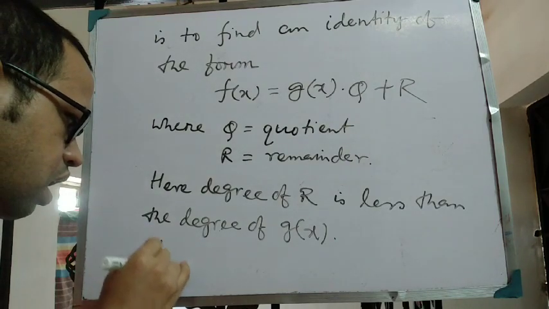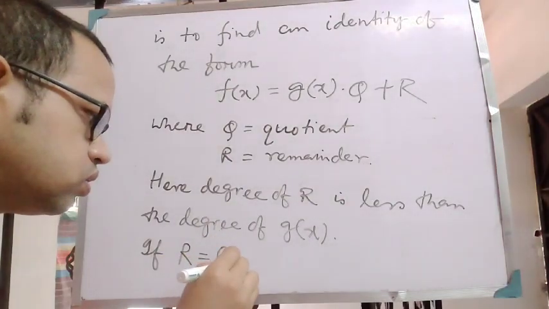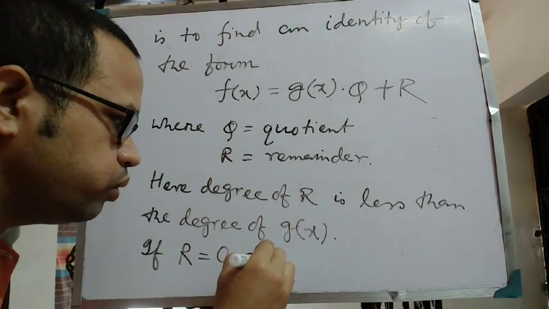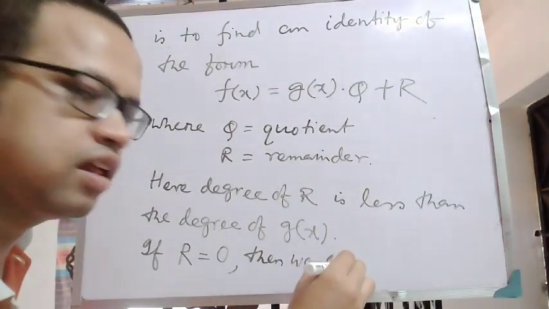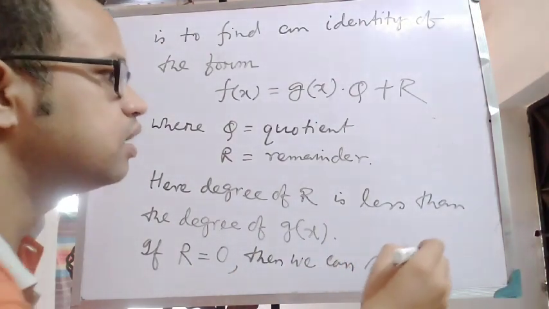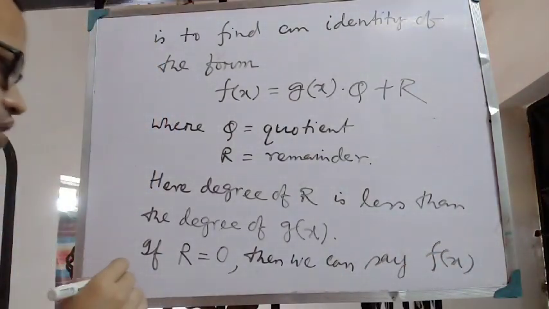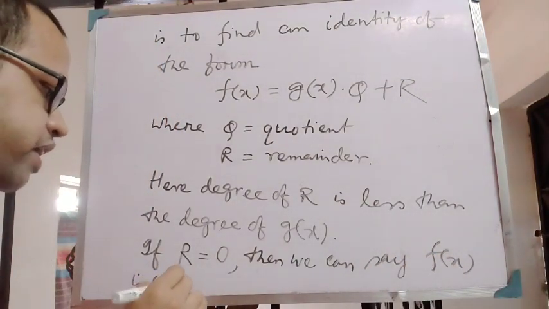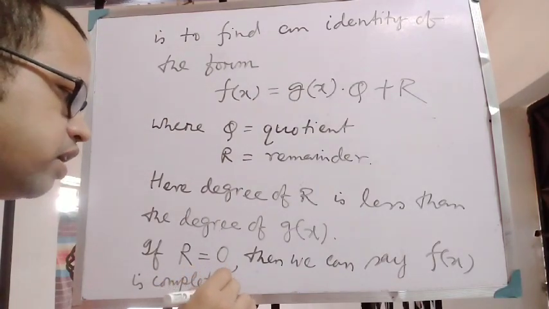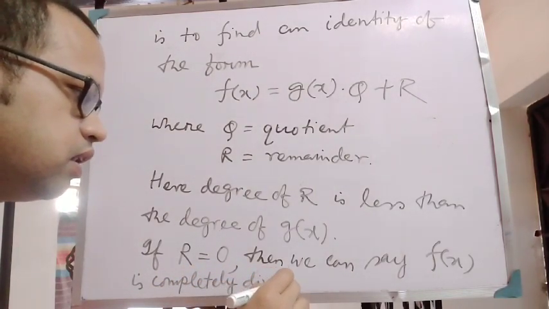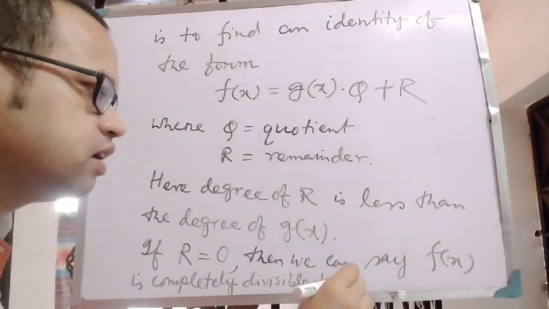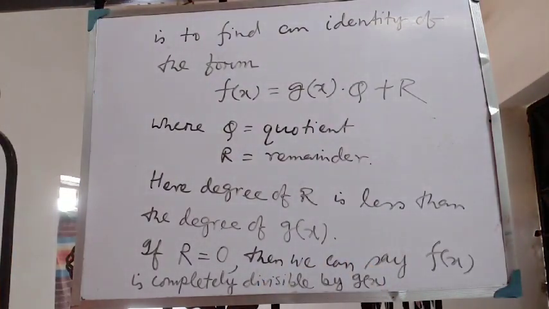If r equals 0, then what can we say? Then we can say f(x) is completely divisible by g(x). When the remainder becomes 0, the division is said to be completely divisible. So that is the thing you have to remember.